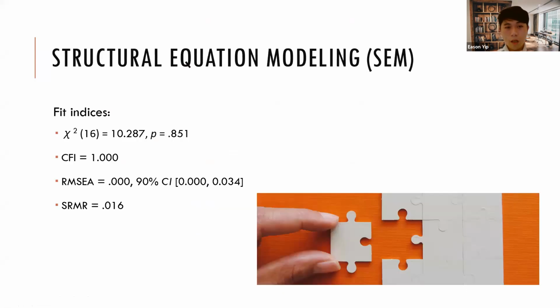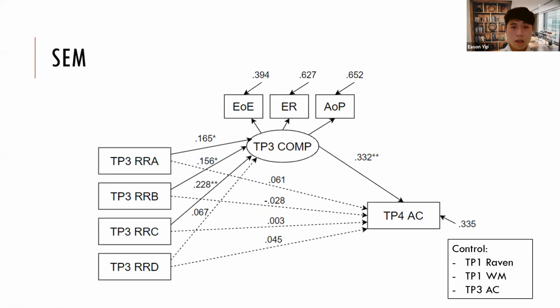So here come the results. First, we check the model fit. It's shown by the fit indexes that the model fits the data very well. And the model shows that among the 4 forms of relational reasoning, reasoning about similarity, deviation, and incompatibility would predict understanding of complement principle and in turn affect students' arithmetic computation 6 months later, but not the reasoning about oppositional patterns.